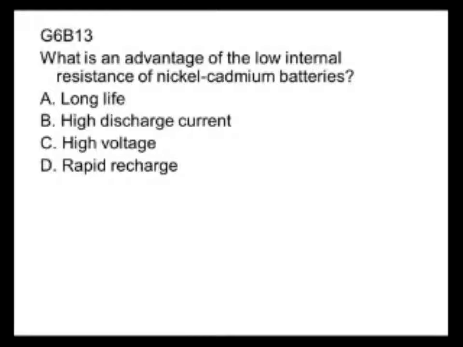What's the advantage of a low internal resistance of a nickel-cadmium battery? All batteries have some internal resistance, and as current is taken from the battery or recharged back into the battery, that resistance will generate heat. The higher the current, the more heat, so the low internal resistance of a nickel-cadmium battery allows a high discharge current without the battery overheating. Low internal resistance allows a high discharge current.